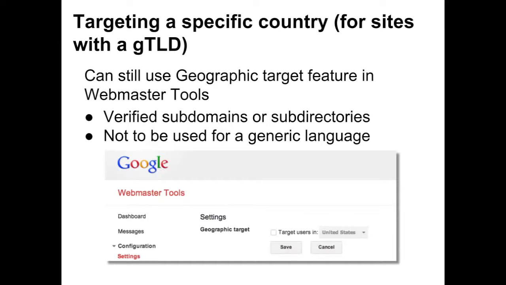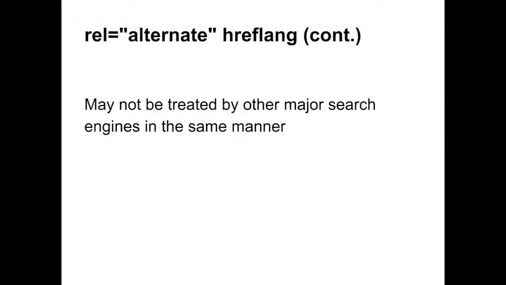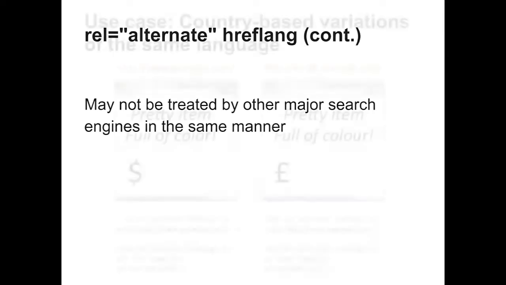For instance, if you want to target Portuguese users in Portugal and Portuguese users in Brazil, but you only have a general PT language page, you won't want to configure geographic target in Webmaster Tools. With only a general PT Portuguese version, rather than PT-PT and PT-BR, you'll limit your audience to only one of your 2 desired locations. Another important detail about rel alternate hreflang is that while it's supported by Google, it may not be treated by other major search engines in the same manner.